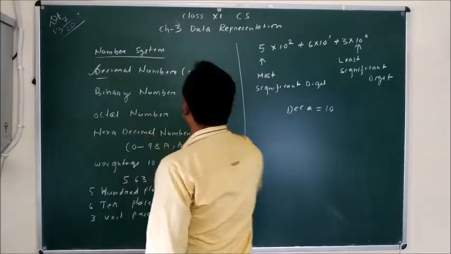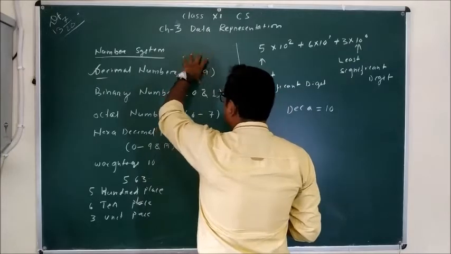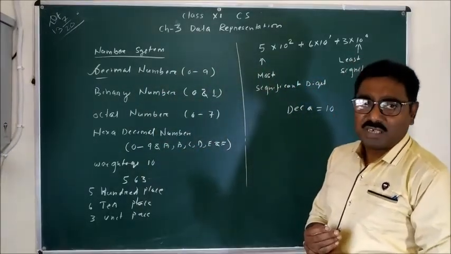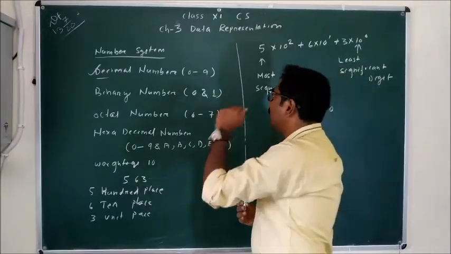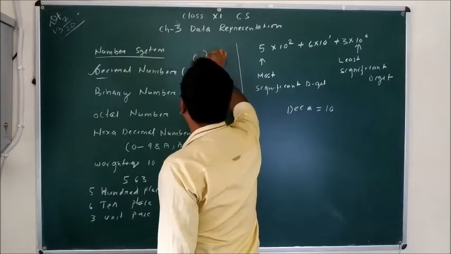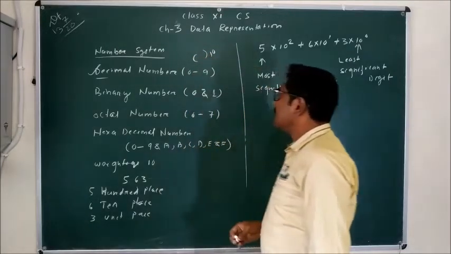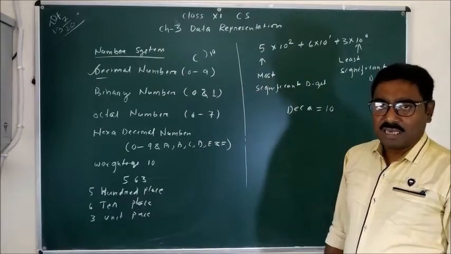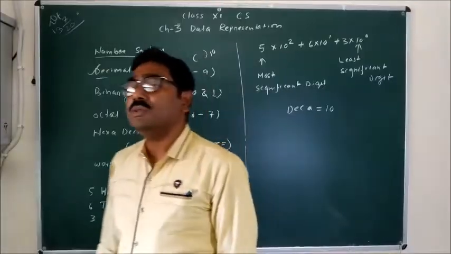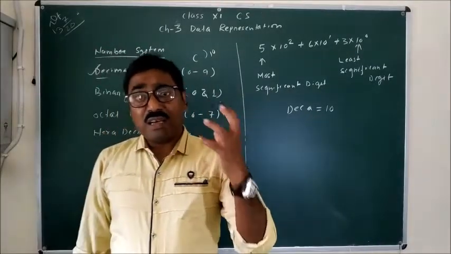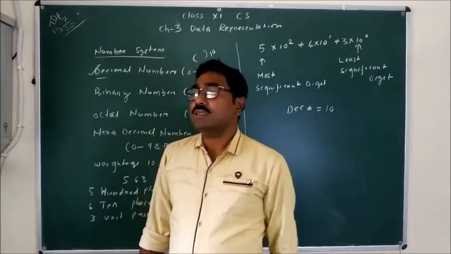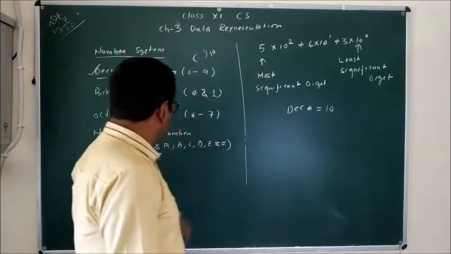The decimal number system consists of 10 different digits, that is 0 to 9. And a number written in the decimal number system is represented with base 10. So the digits are 0 to 9, so that using these digits, we can represent any kind of number. The decimal number system is a weightage based number system.